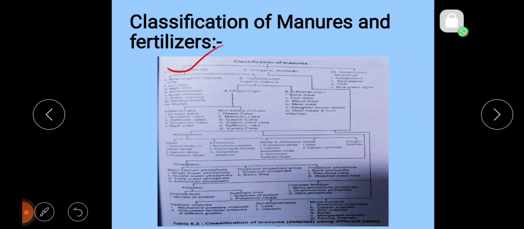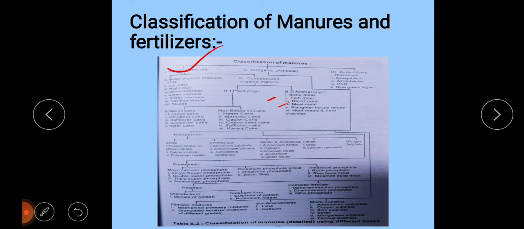Then after that we discuss animal origin: bone meal, fish meal, meat meal, slaughterhouse refuse, hoofs, meals, and horn also serve as a nutrient source. Bone meal has a high phosphorus and calcium content. Meat meal or blood meal has nitrogenous content in a major quantity.